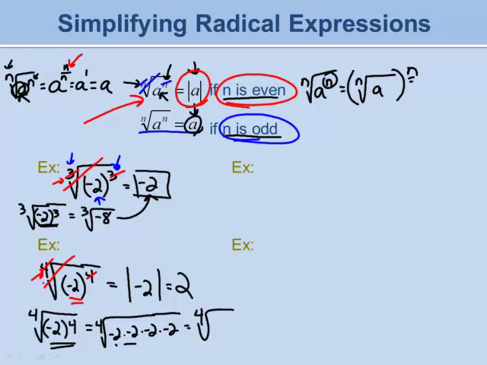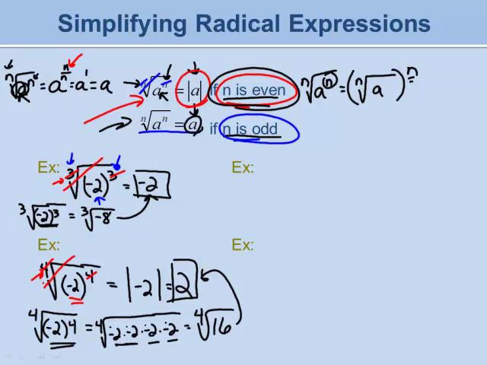2 times 2 is 4, times another 2 is 8, times another 2 is 16. But it's a positive 16 because negative times negative times negative times negative is a positive. And the fourth root of positive 16 is a +2, not a -2. So that's one subtlety you have to watch out for when you're using this rule.